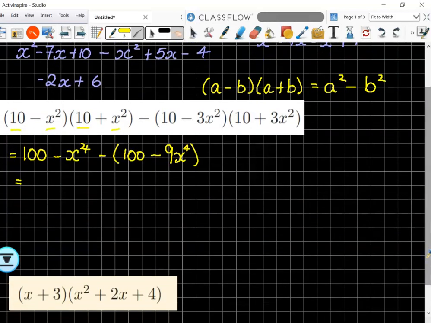Right, you've got a minus and a minus, which makes a plus. So minus 1 plus 9 gives you the 8x to the 4. Agreed? Agreed. So that's the stuff that we should have looked at from last lesson.